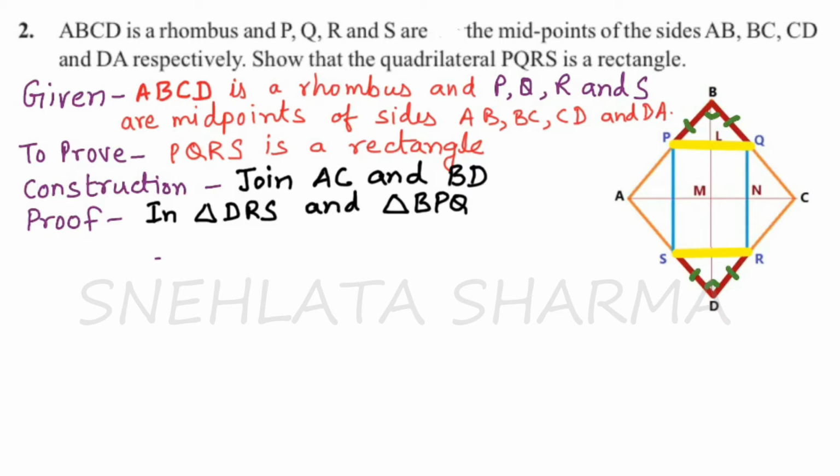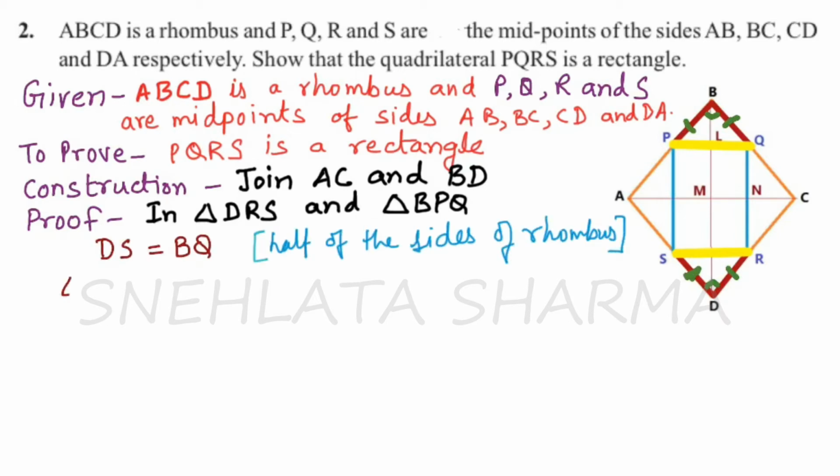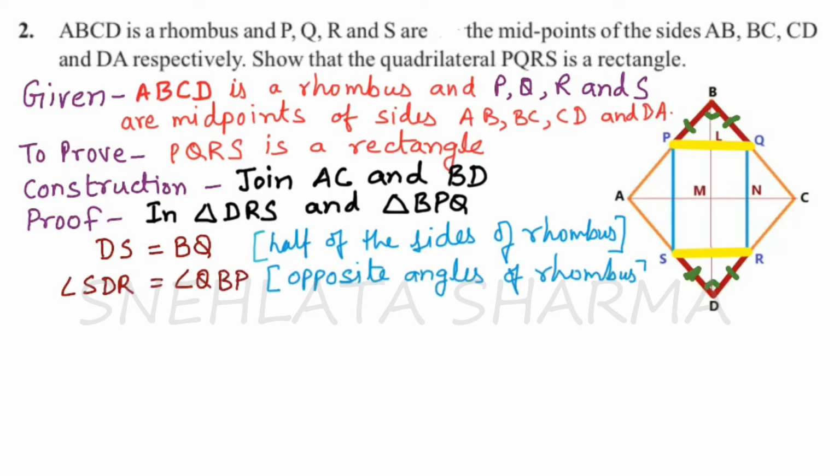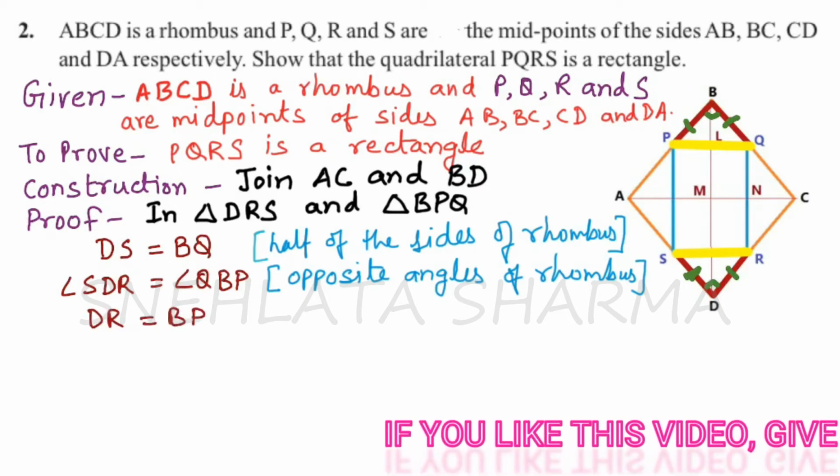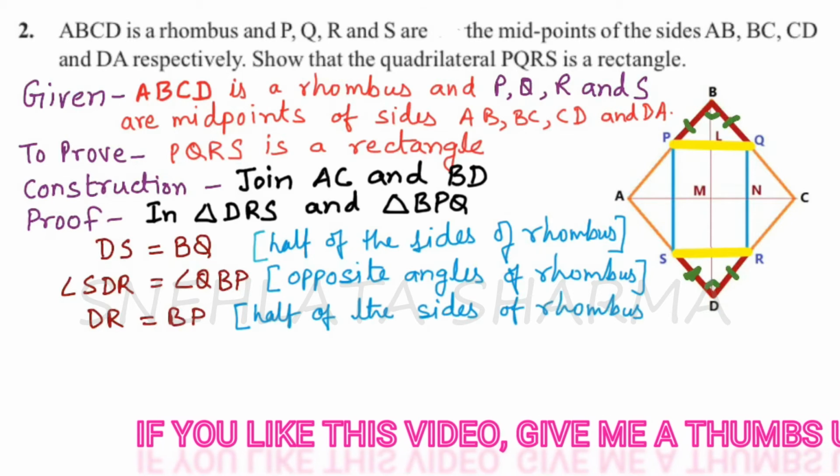In triangle DRS and triangle BPQ, we have DS is equal to BQ, half of the sides of rhombus. Angle SDR is equal to angle QBP. These are opposite angles of the rhombus. Also, we have DR is equal to BP because half of the opposite sides of rhombus.